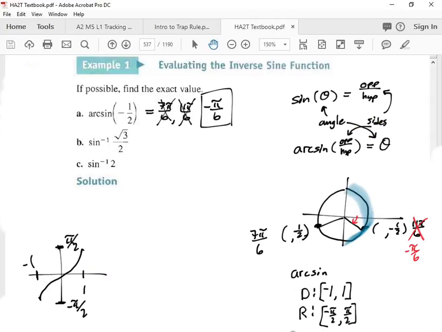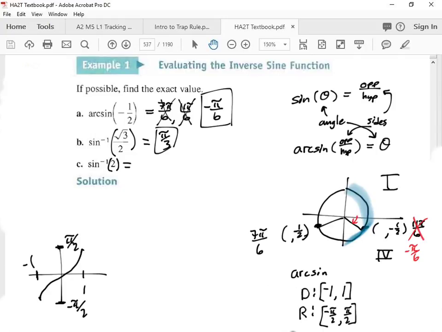So, what about the next one? Where is sine equal to rad 3 over 2? Think of sine, so that's the y value. Where is the y value positive rad 3 over 2? And remember, we're only in this quadrant and this quadrant. Yep, this one's pi over 3. Is it pi over 3? Yep, pi over 3. Okay, what about our last one?